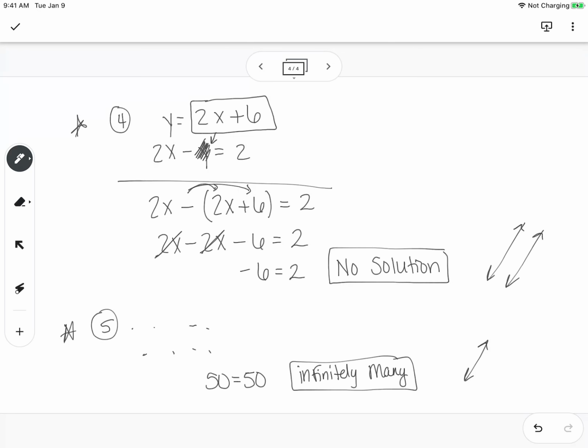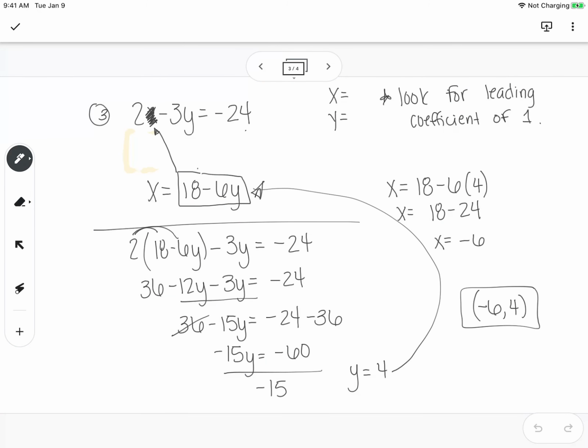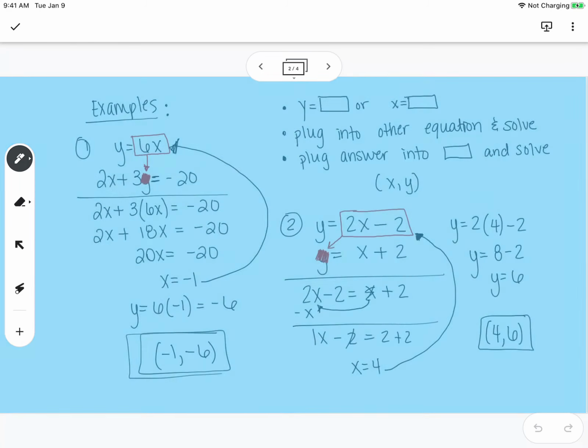All right, and so that is substitution. And like I said, this should be a review. You did this last year in Math 1. But if you have any questions, please let me know.